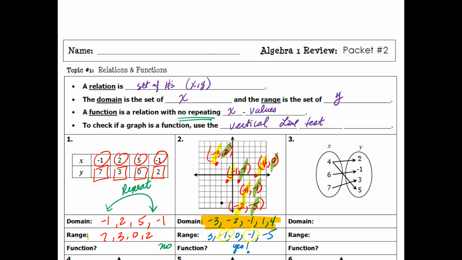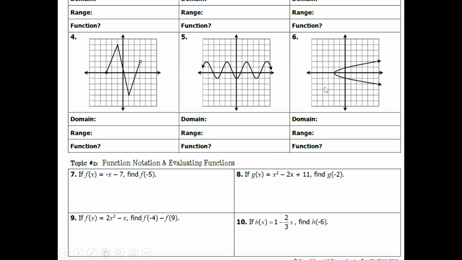Question number 3. Looking at this part here, you guys go ahead and try. Okay, let's take a look at number 4. With number 4, it's asking you, is this a function? You do the vertical line test. If I just draw lines here, guess what? They only touch this once. So yes, it's a function. Same thing with this one. If I draw a bunch of lines, it only touches this graph once. So yes. However, for number 6, if I draw a vertical line test, it touches it twice. So that's a no.